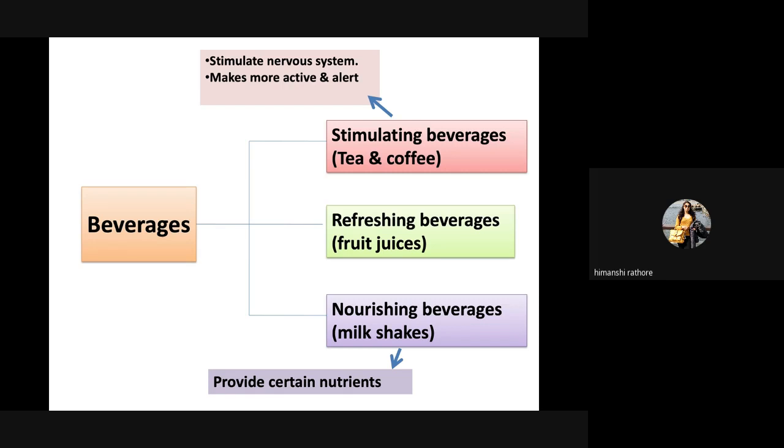Then refreshing beverages that refresh you, like fruit juices, like if you're having a mint juice, an orange juice, mosambi juice, they refresh your mood and they provide you a sense of relaxation. So those are refreshing beverages. Then the third category is nourishing beverages, like milkshakes, that provide you certain nutrients because they nourish your body with some sort of vitamins and minerals, and that is the reason they are categorized under nourishing beverages. Certain milkshakes like banana milkshake provide you energy and they provide you potassium, iron.